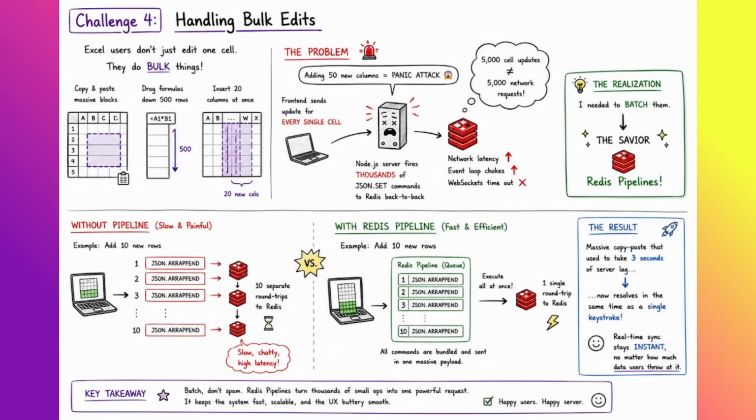The savior here was Redis pipelines. Instead of waiting for a response after every single cell edit, a Redis pipeline allows you to queue up thousands of commands in Node.js, bundle them into a single payload, and fire them to the Redis server in a single round trip. For example, when a user adds 10 new rows, I don't hit the database 10 times. I open a pipeline, queue up 10 JSON commands to push empty arrays to the bottom of the document, and execute them all at once.